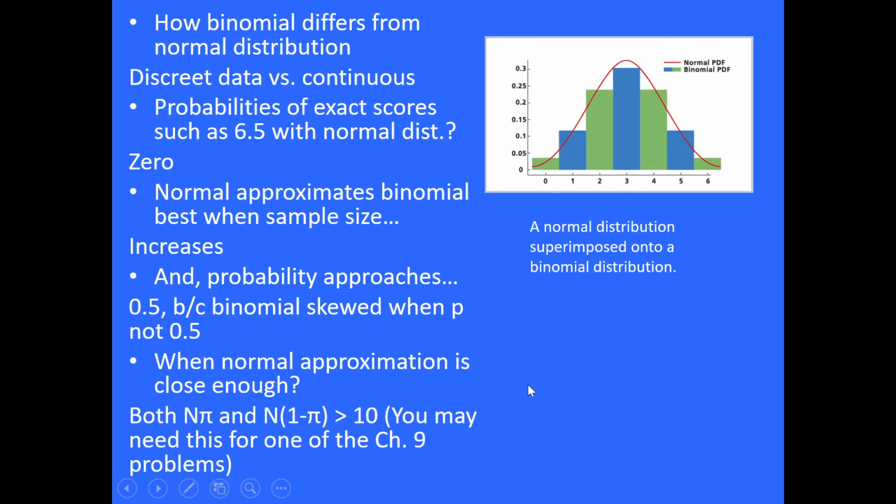Now, there's a rule of thumb that you need to know. This is it. If you multiply the sample size times pi, and that's greater than 10, you're okay. But because it goes in both directions, like 0.9 or 0.1, you also have to multiply the sample size times 1 minus pi. As long as both of these things are greater than 10, the normal approximation is going to be pretty close. We're going to see some examples of that in just a moment.